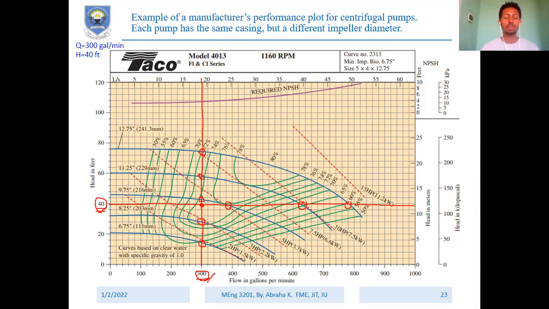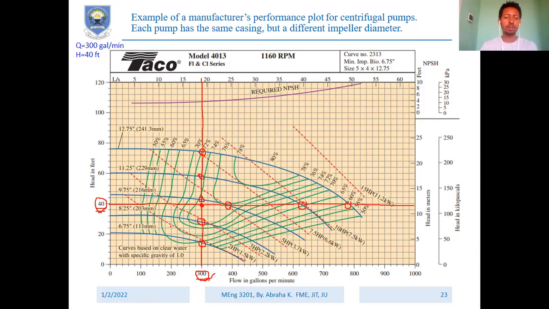But the problem is they have their own limitation in elevating the fluid. They have different maximum elevating point or maximum head. The problem is we cannot achieve the head, but we can achieve the flow rate for all pumps. That's why we need to choose the perfect impeller diameter.